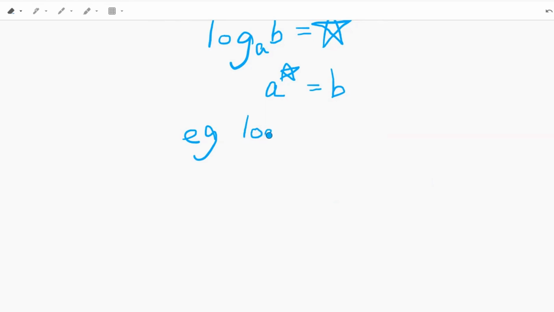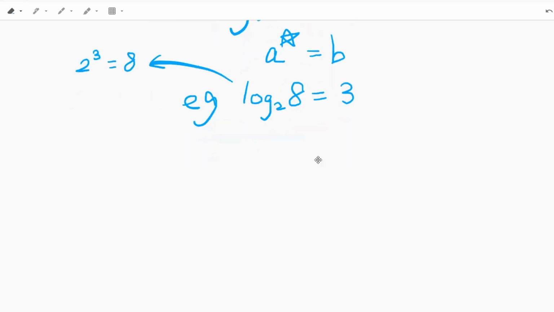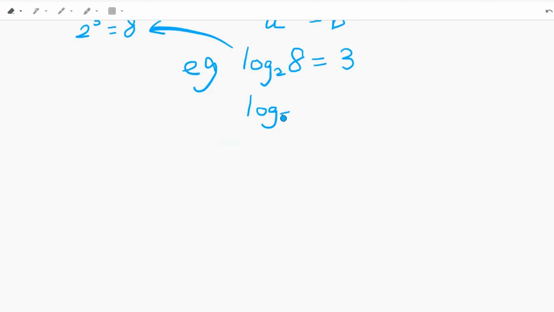So here are some examples. What is log base 2 of 8? We know that 2 to the power 3 is equal to 8, so therefore the answer would be 3. So what is log base 5 of 25? We know 5 squared is equal to 25, so therefore the value of this is simply 2.